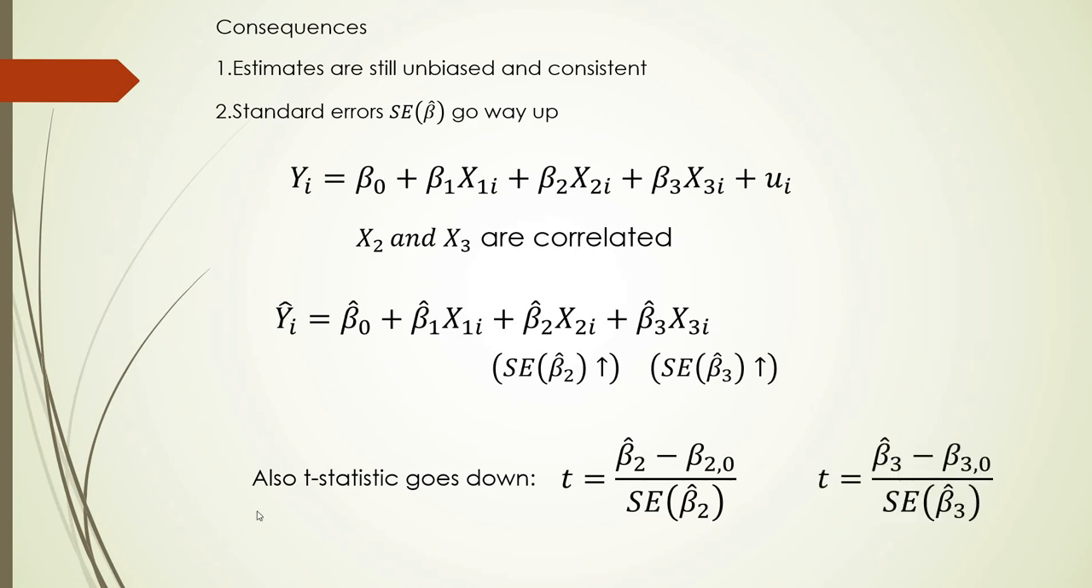This causes the t statistic to go down, because the standard error is high. If we divide by the standard error, the t statistic will be lower, which means that when we are testing beta coefficients, we will accept the null hypothesis that beta 2, for example, is equal to 0 in population, but actually it is not. It is actually statistically significant. So this is the danger of multicollinearity: our standard errors become larger and testing a hypothesis is not reliable.